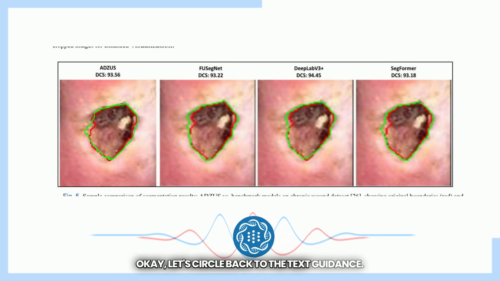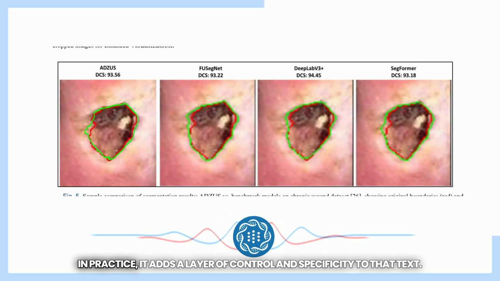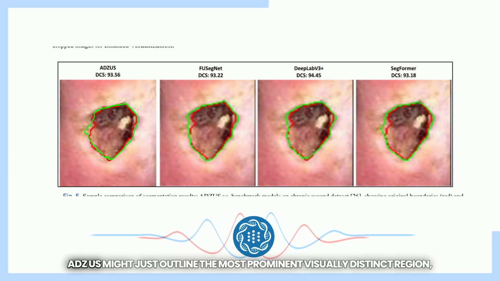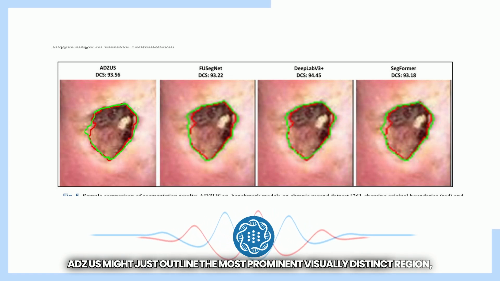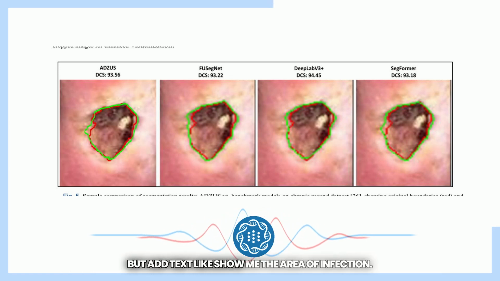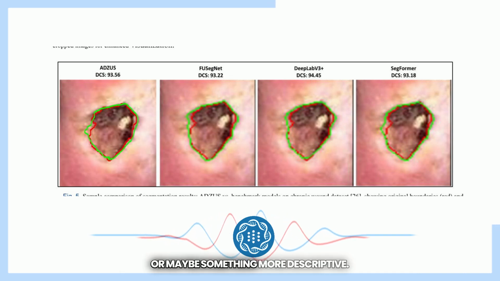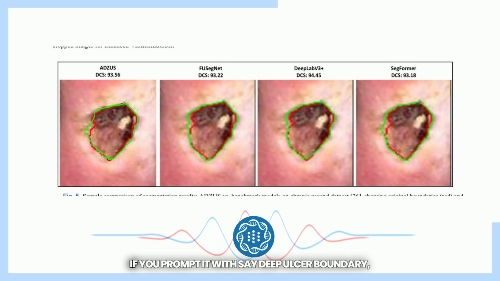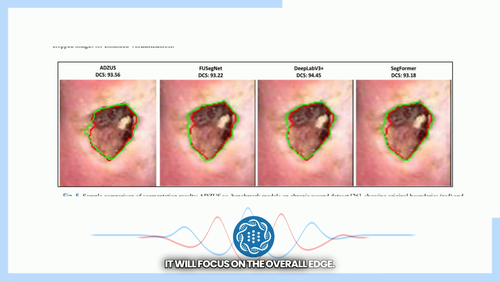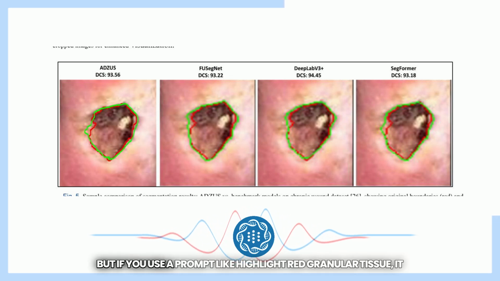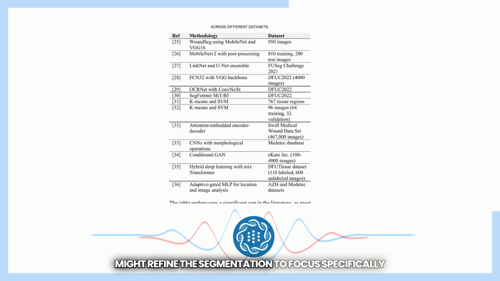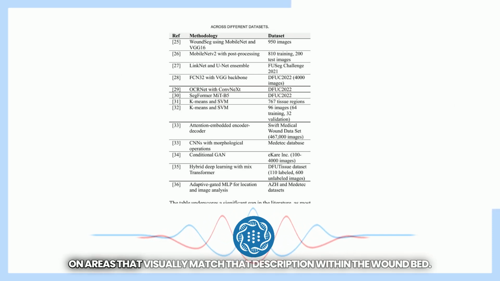Okay, let's circle back to the text guidance. How does that change the output in practice? It adds a layer of control and specificity. ADZUS might just outline the most prominent visually distinct region, but add text, like show me the area of infection, or something more descriptive. Precisely. If you prompt it with, say, deep ulcer boundary, it will focus on the overall edge. But if you use a prompt like highlight red granular tissue, it might refine the segmentation to focus specifically on areas that visually match that description within the wound bed.